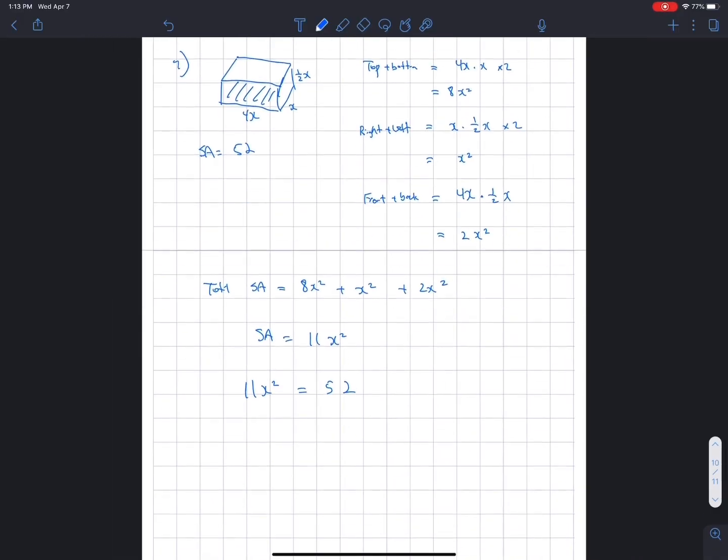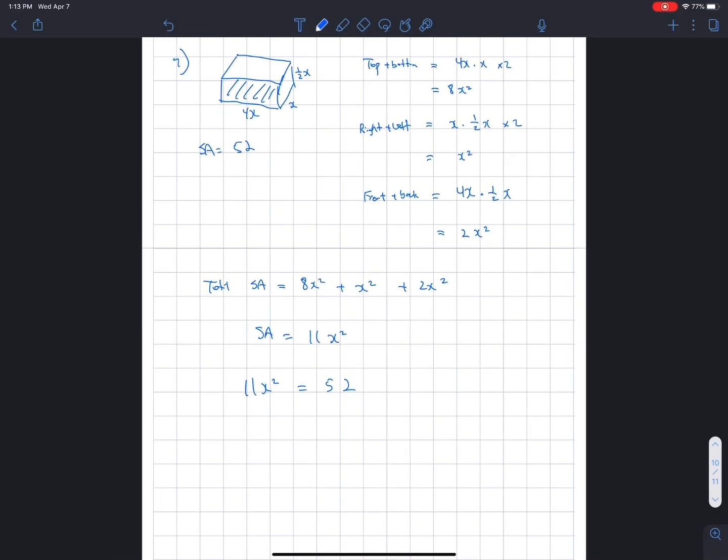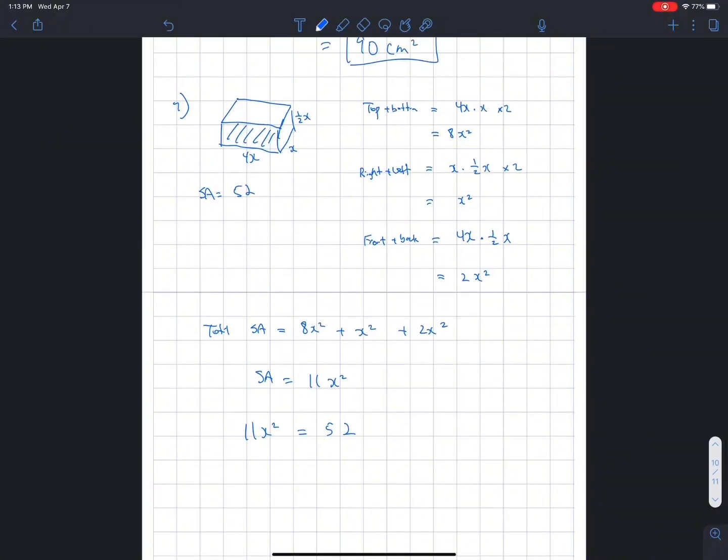That's what we were told. So we can divide both sides by... I just want to double check that I've done everything correctly. Yeah, I did something wrong. I forgot to times this by 2 for the front and back. So that should be 4x squared. That's 4, and that becomes 13.